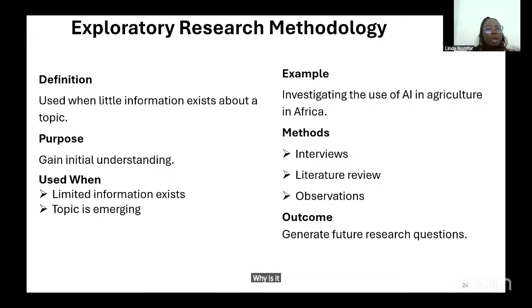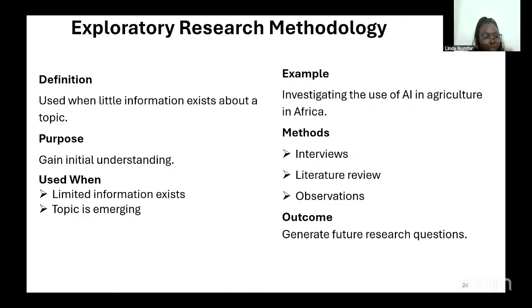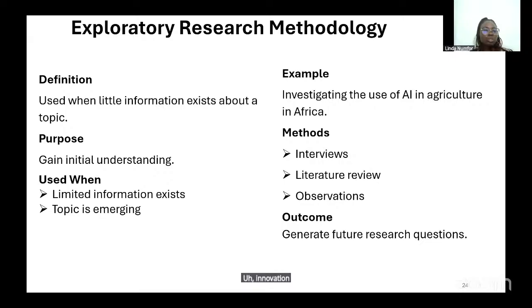How is it affecting people? If you wear masks, do you get it? Or if you don't wear a mask, if you move around, if someone coughs around you, will you have COVID or not? Just an initial way, it's just starting. And when is it used? When you have very limited information, very limited literature, it's just a new innovation, something new that has just come up. You have a topic that is emerging. So you quickly work on it to get an initial understanding of what is happening.